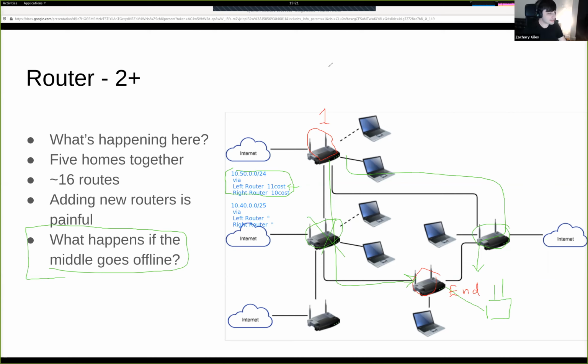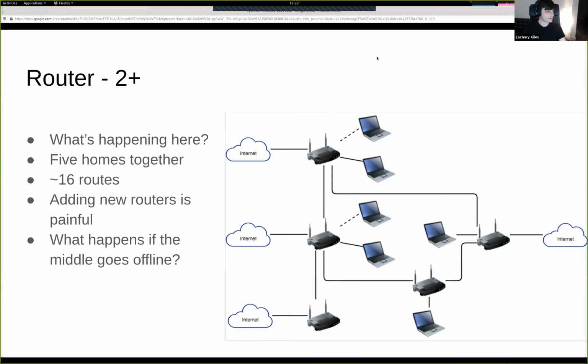So the takeaway from this diagram is that it can get complicated and messy really quickly. If you want to do it manually, just by hand, you have to type a lot of entries on all of the different routers. You have to make hard choices. And when things go offline, it might not work the way you think it's going to work. So that's quite a problem. Okay, clear the drawings. Good.